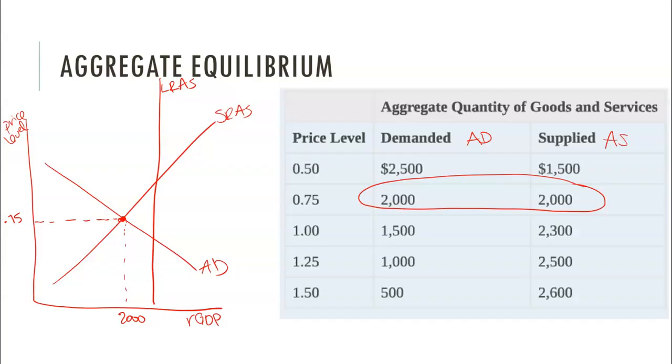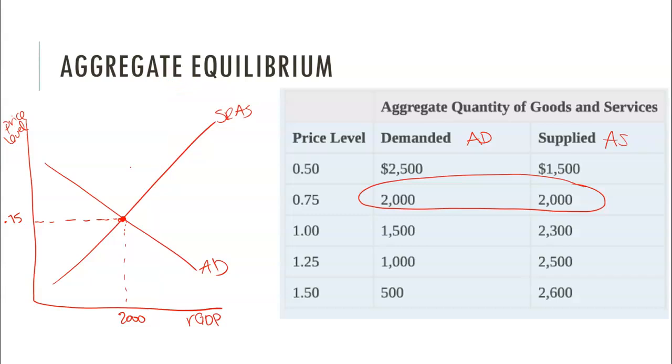Now on this particular graph that I've drawn, our short run equilibrium is going to be below long run. It's going to be below that long run aggregate supply, or below potential GDP. This would actually mean the economy is in some sort of a recession, potentially. We're producing below some efficient level.